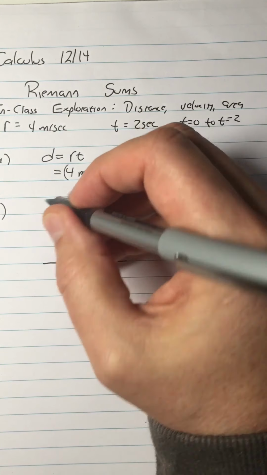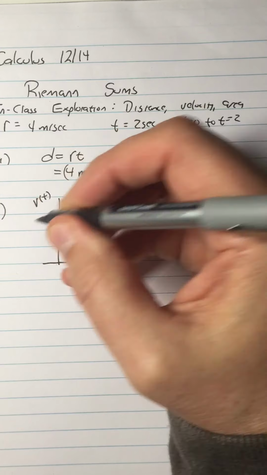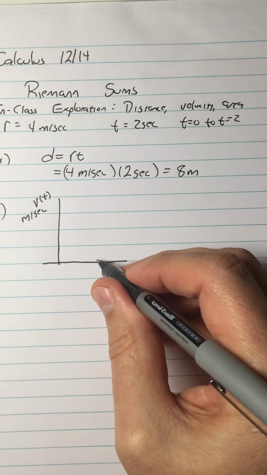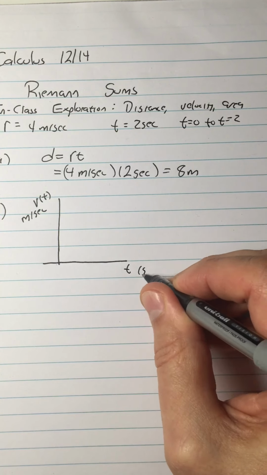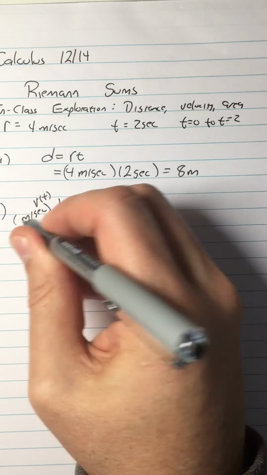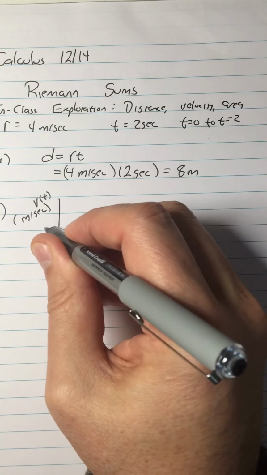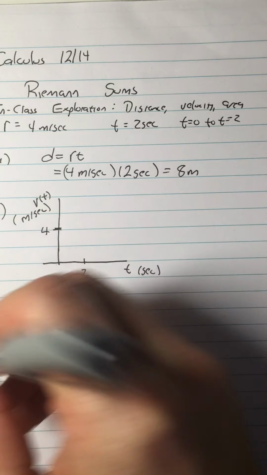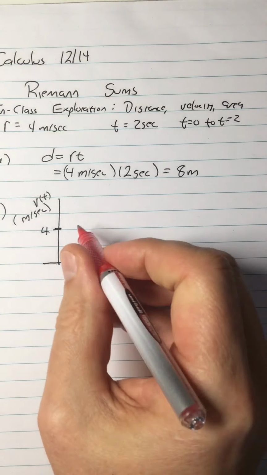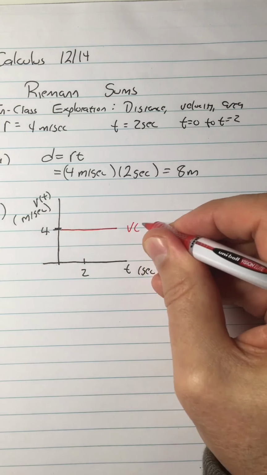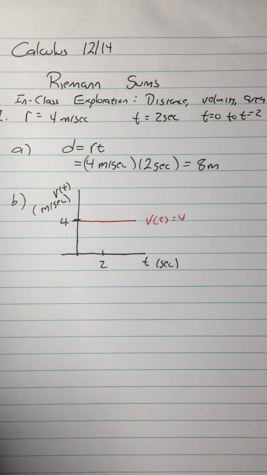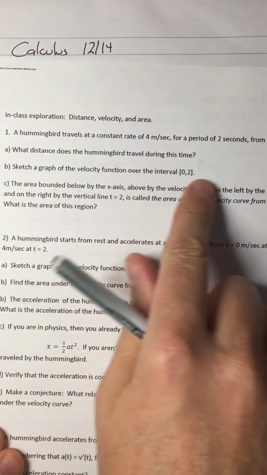So this is not position here, it's velocity, and it's measured in meters per second, all right? And this down here, this is your time axis, so it's measured in seconds, all right? So here's t equals 4, and that's v equals 4, here's t equals 2, and a constant velocity of 4 looks like this. So that's v of t equals 4. All right, and so that's a graph of the velocity function. That's part B.